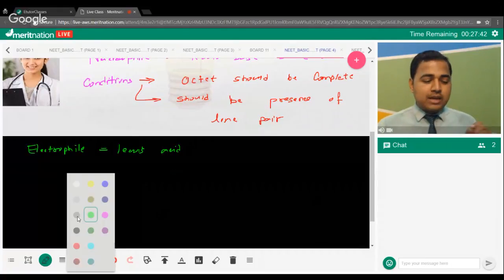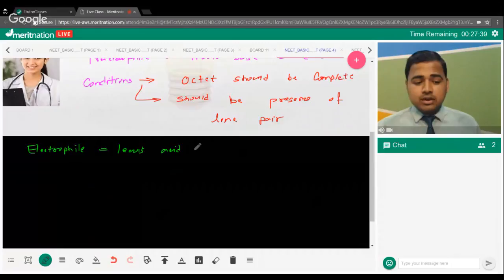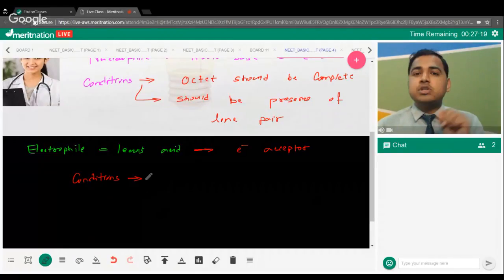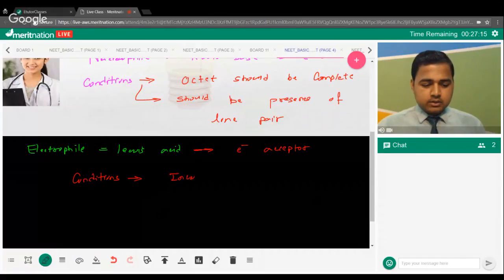So electrophile and Lewis acid have a similar tendency: electron acceptor. Why do they need to accept electrons? Because definitely there should be a deficiency in electrons. So what are the conditions? The first condition, the molecule should be deficient in electrons. It means its octet should be incomplete. Incomplete octet.